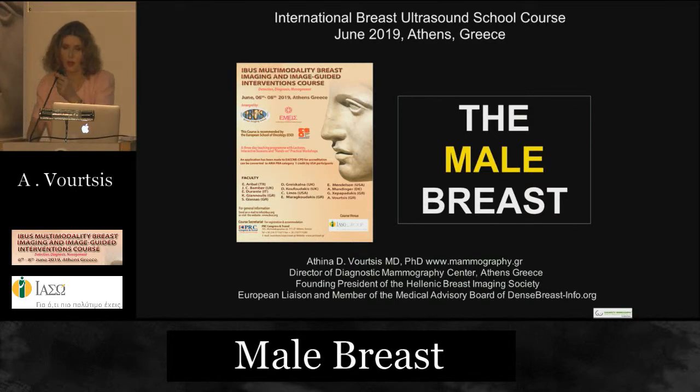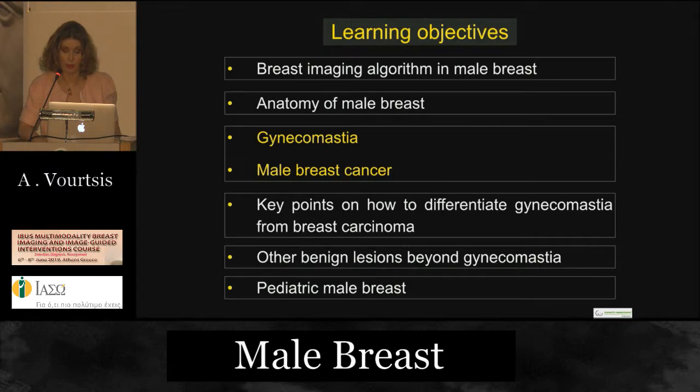So, dear colleagues, this lecture is dedicated to the male breast. We heard a lot this morning and also yesterday on the female breast. The reason there is a topic every year on the male breast is because it is quite challenging: breast cancer in males is very rare, but we must have all the experience to be able to detect and differentiate a cancer from gynecomastia.